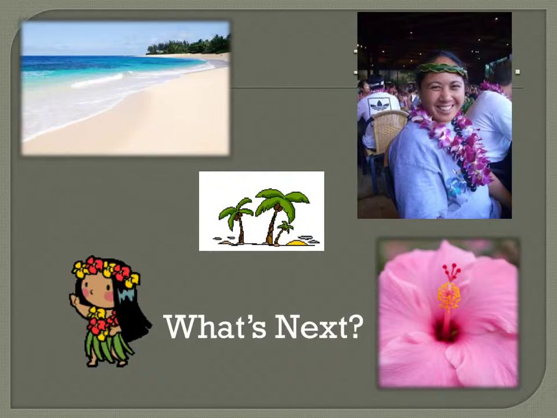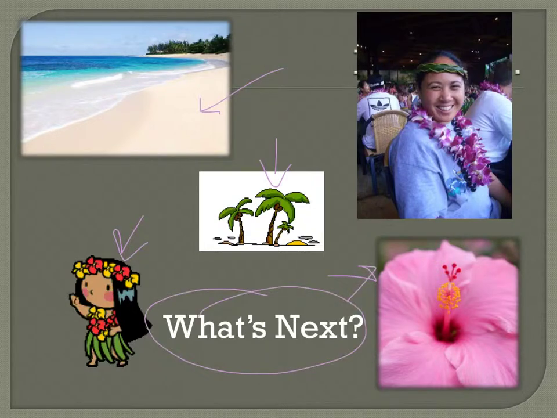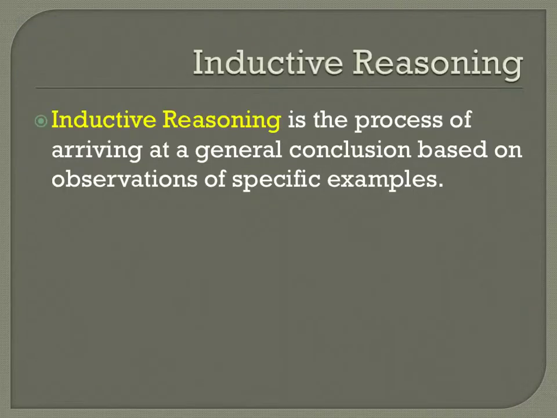Our final try was one that I thought was quite interesting. It kind of personified who I am. So we had the palm trees first, then our beach, lovely beaches of Hawaii, followed by the hula girl, I believe, hibiscus, and then what's next was me. Yay! This was a trip that we took to Hawaii when my husband and I were first married.